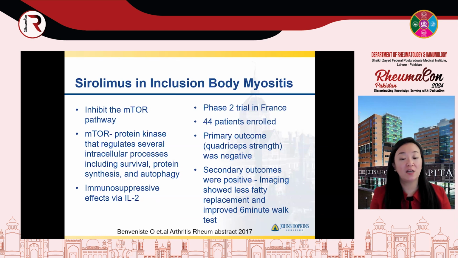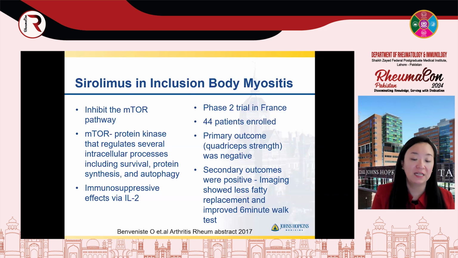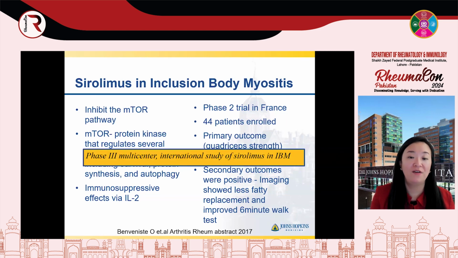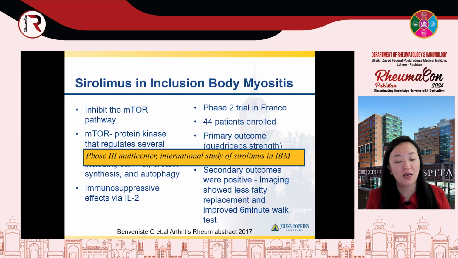The next agent that also has an ongoing trial: the proof of concept was a phase 2 trial done in France by Dr. Olivier Benveniste. And you can see the primary outcome was the quadriceps strength. Unfortunately, it was negative when you look at the primary outcome, but on the secondary outcomes, on imaging, these patients had less fatty replacement and an improved 6-minute walk test. And I think that's a win. And so there's now a phase 3 multi-center international study of sirolimus in inclusion body myositis as well. And we are a recruiting site for this as well. So, a lot of our IBM patients are excited to enter these clinical trials, and hopefully we'll have some more exciting data.